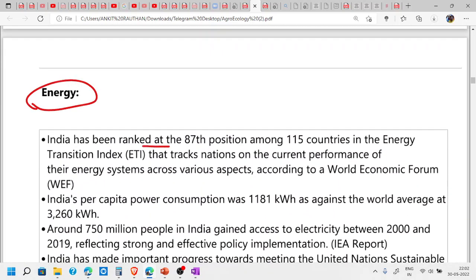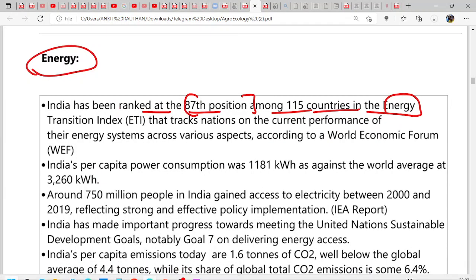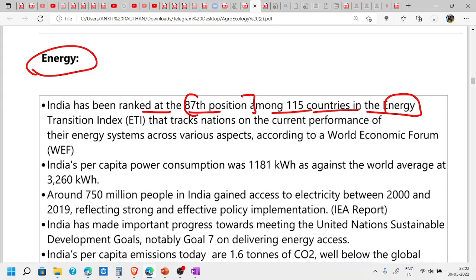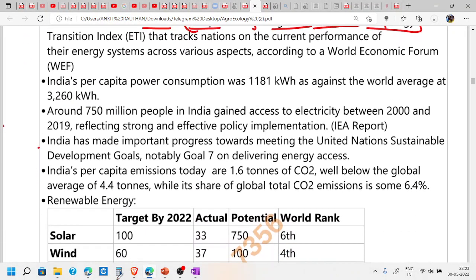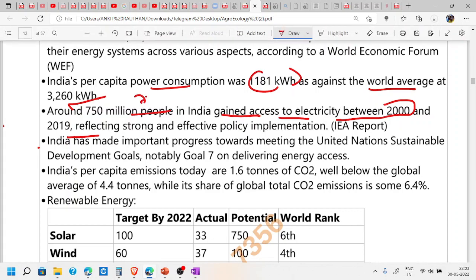Energy. India has been ranked 87th among 115 countries in energy. You have to put the data first. India's per capita power consumption is just this, against the world average of this. So it is around 3 times less. 750 million people in India gained access to electricity between 2000 and 2019. That means 750 million people got it.